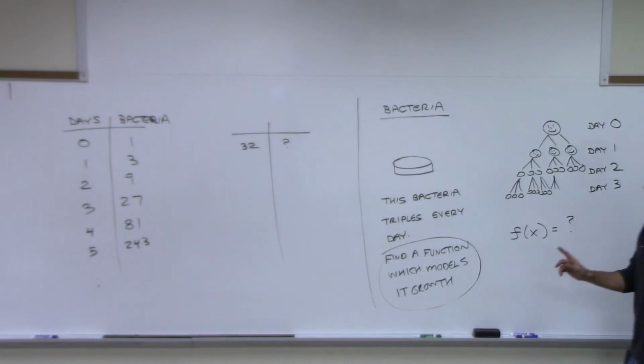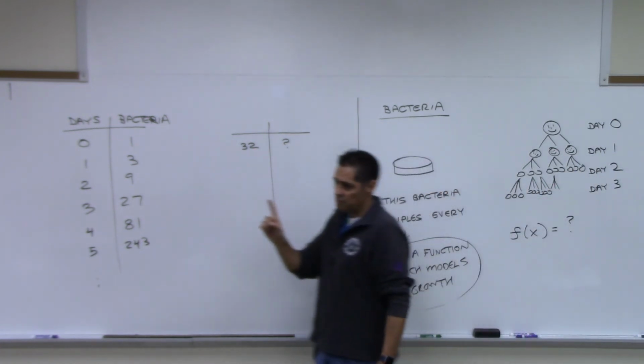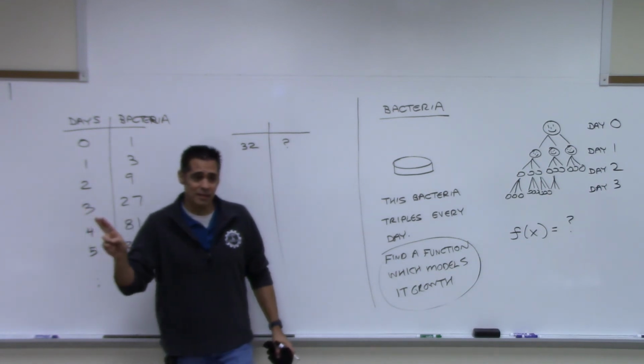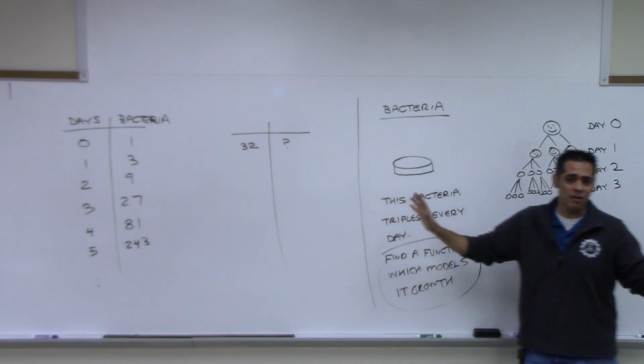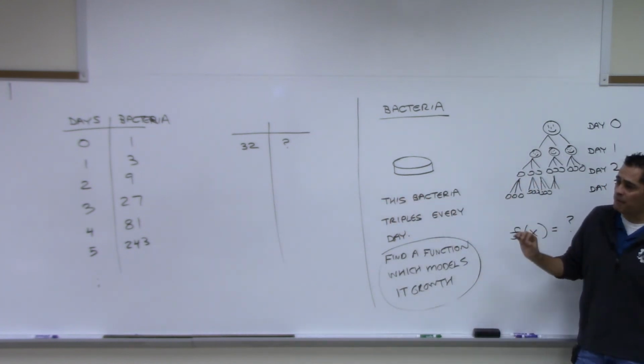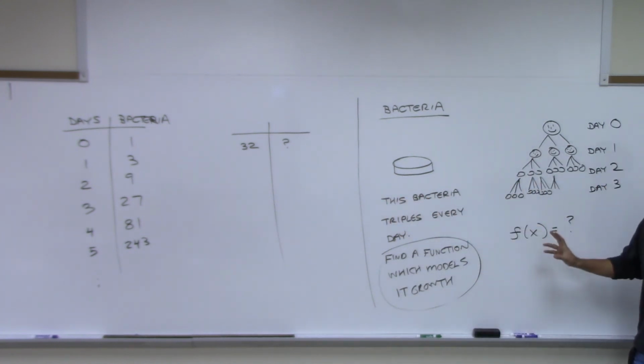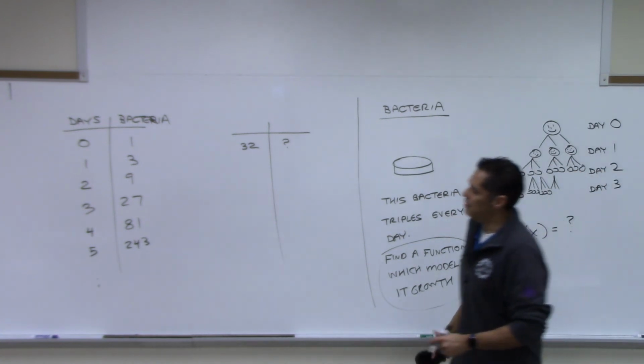But here's the thing. It's not a linear function, okay? It's not quadratic, it's not a polynomial, and it's not a rational function. None of those will work. None of them do. There's only one type of function that's going to model this behavior. So here's the way I'm going to get you to see it.